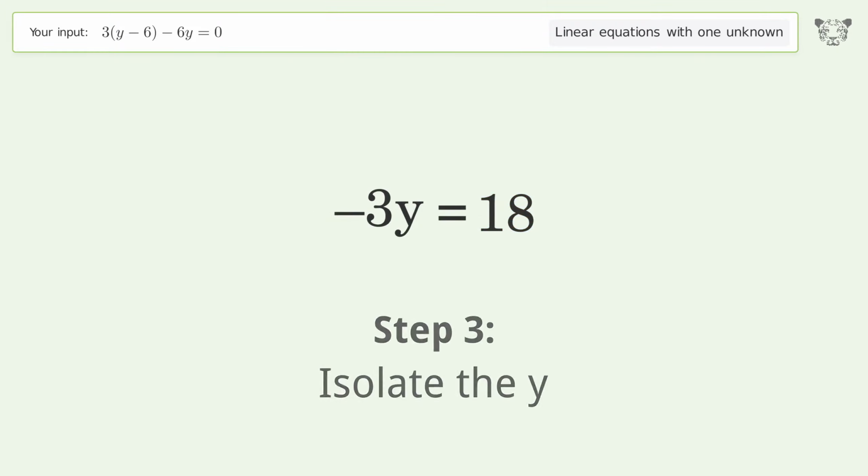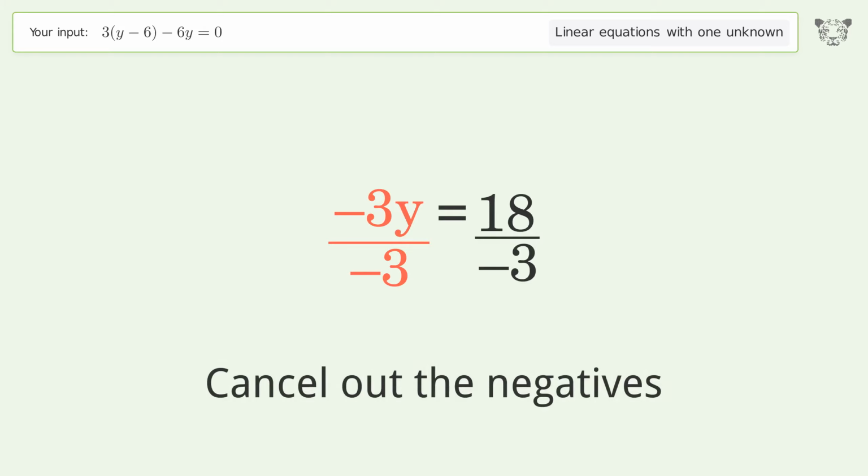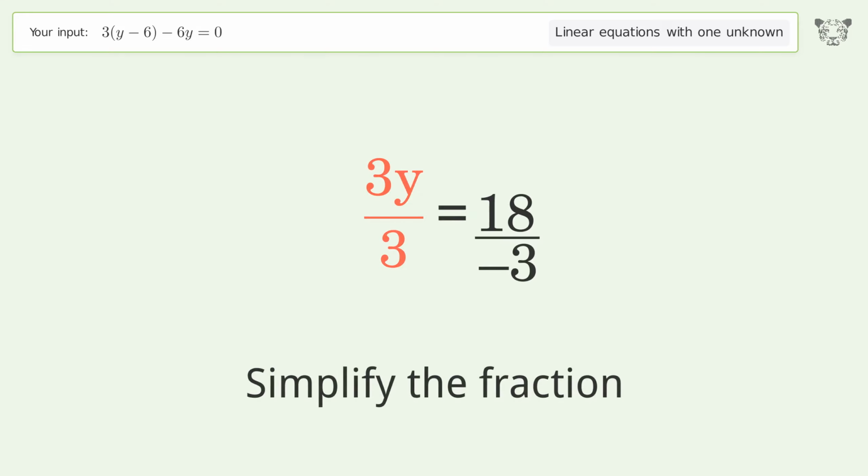Isolate the y. Divide both sides by -3. Cancel out the negatives. Simplify the fraction.